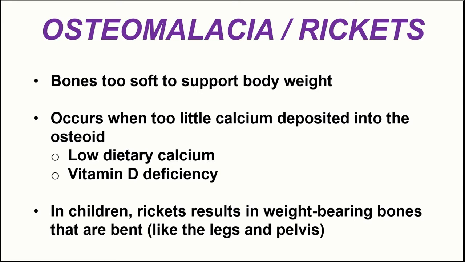And so if vitamin D is low, that means that very little calcium will be absorbed from any of the food that we consume. And this condition is more apparent in children than it is in adults because developing bones, particularly the weight-bearing bones, will tend to bend under body weight. So you'll get bent legs and bent pelvic bones as a result of these bones trying to grow at the same time that they are too soft to support body weight. And so you get the bending or the bow-shaped legs with the weight-bearing bones. So that is osteomalacia and rickets.